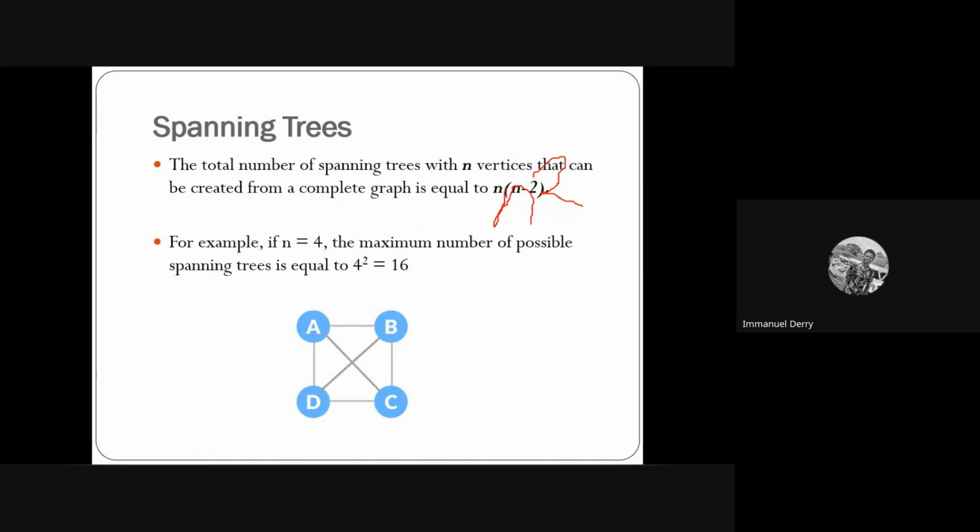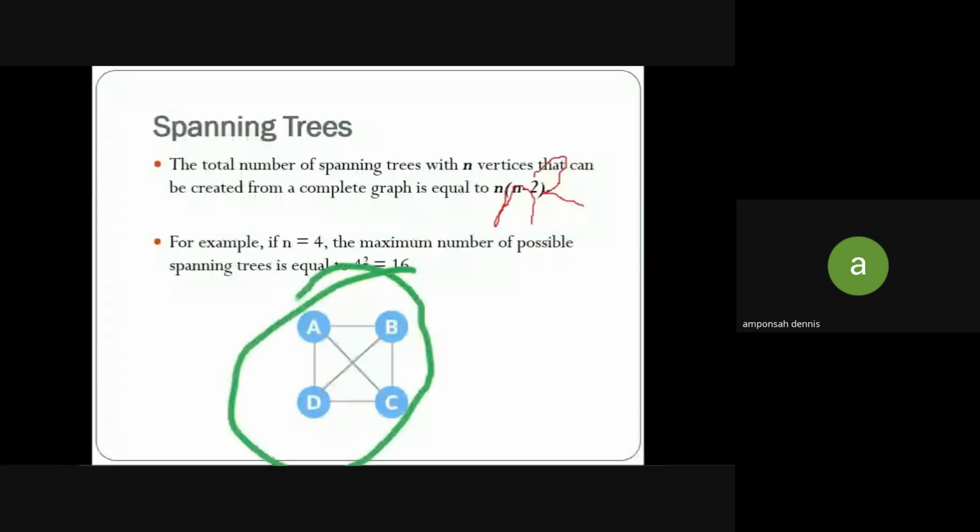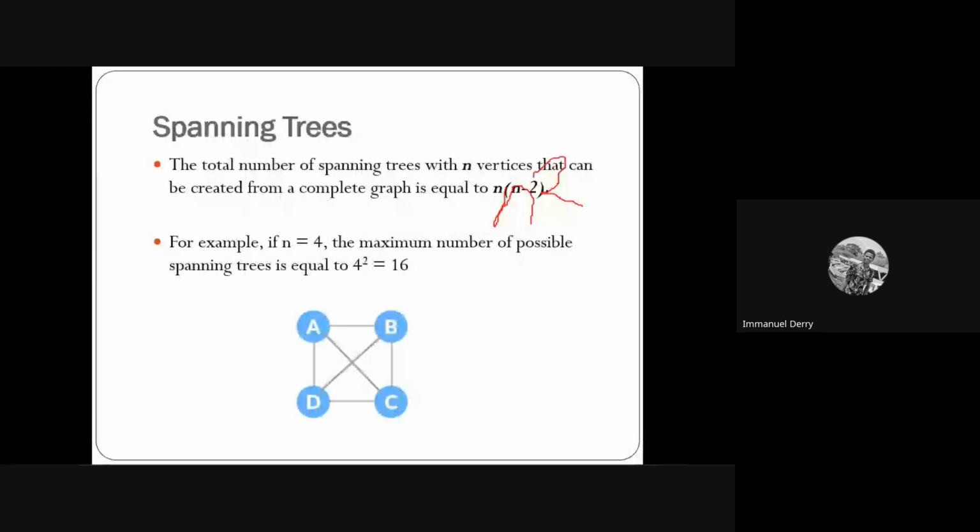So it is n raised to the power n minus 2. If you want to find the total number of spanning trees you can get from a given graph, it is n raised to the power n minus 2. So for instance, this one we have here, we have 1 vertex, 2, 3, and then 4. So 4 exponent 2 gives us 16. That means we are getting 16 spanning trees from this particular graph given to us. And as I said earlier, you can try and see if you are going to get 16 or less, and then you confirm for me next week.